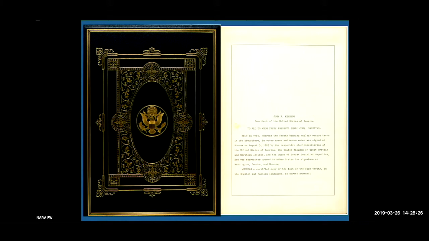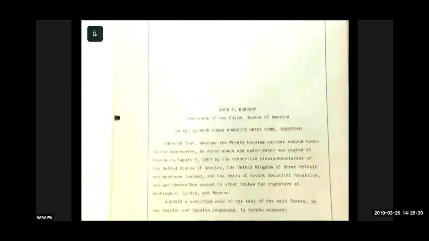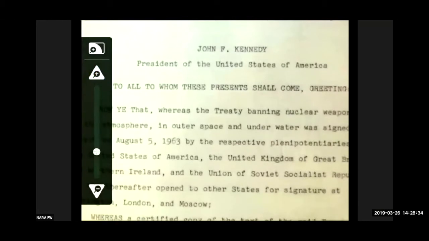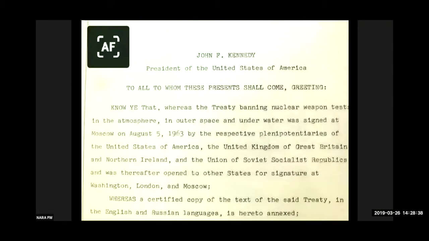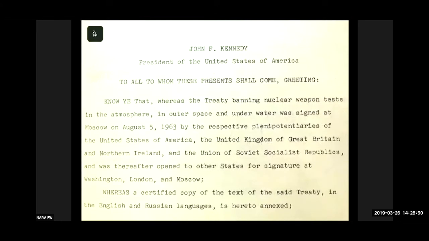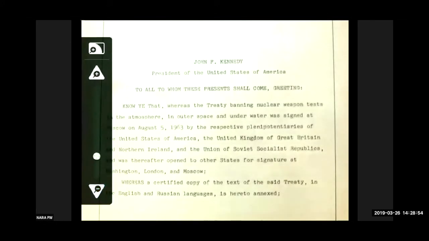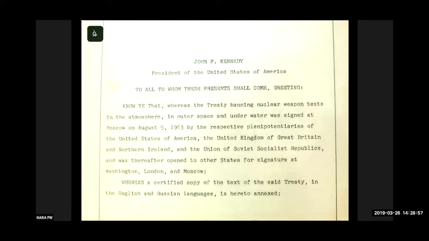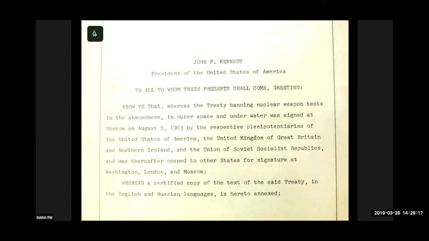So let me switch over to my document camera here and zoom in a little bit so that hopefully you can see it. And it says John F. Kennedy, President of the United States of America. And it says, to all to whom these presents shall come, greeting. Know ye that, there's very fancy language in these types of things. It says, whereas the treaty banning nuclear weapon tests in the atmosphere, in outer space, and underwater was signed at Moscow on August 5th, 1963 by the respective plenipotentiaries of the United States of America, the United Kingdom of Great Britain and Northern Ireland, and the Union of Soviet Socialist Republics, and was thereafter open to other states for signature at Washington, London, and Moscow.